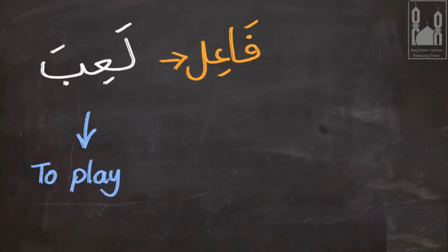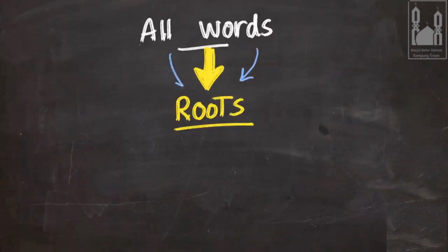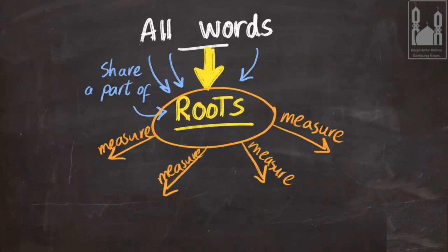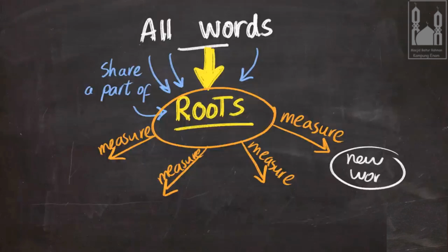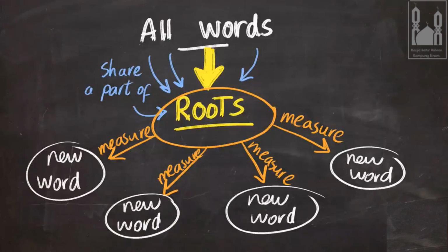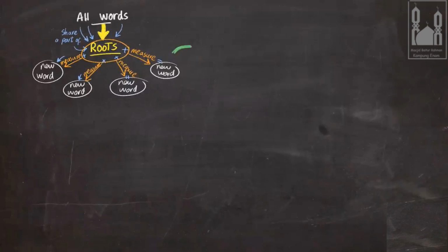So all Arabic words have roots. Words belonging to the same root share a bit of the meaning of the root. From this root, you can apply measures. This measure adds a dimension to the meaning of the root to form a new word or a variation, whose approximate meaning you can know by putting two and two together. Now, the reason why we're talking about this is because we want to understand how Arabic verbs are made.